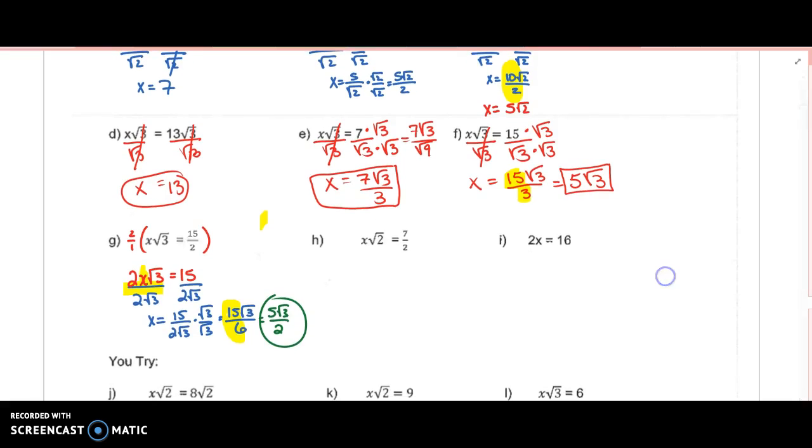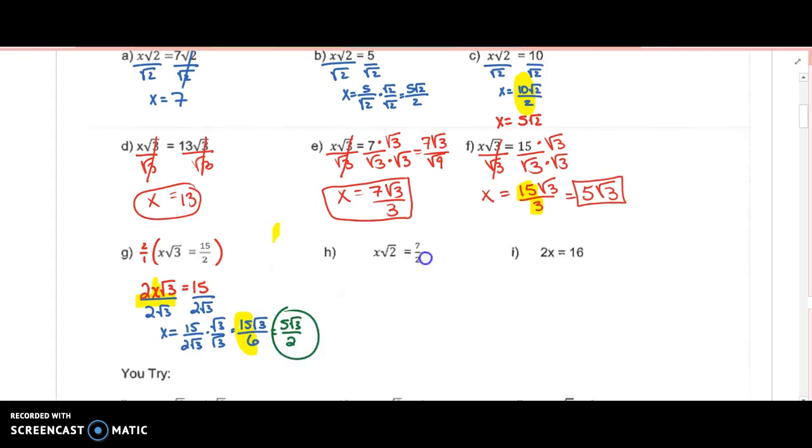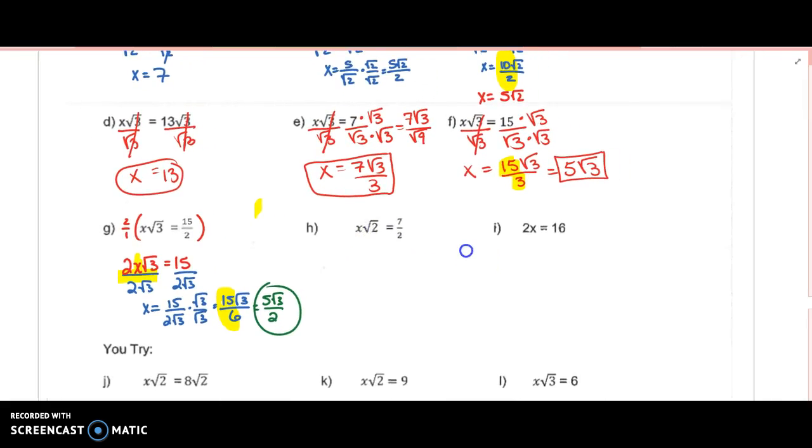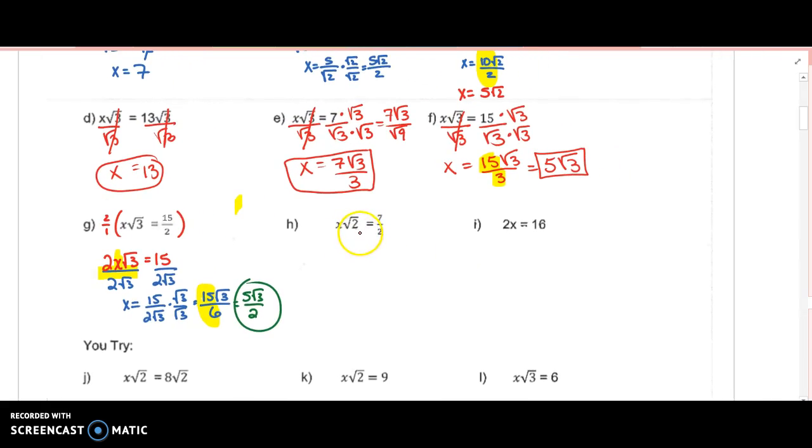Alright, so it looks like Ms. Stoltz went about part G a little bit differently than perhaps I would have. So let's look at part H. It's the same thing, just with a different square root. So what do you do when you have a fraction? How do you deal with that situation?